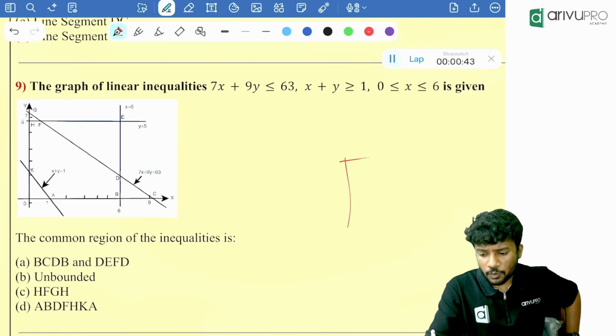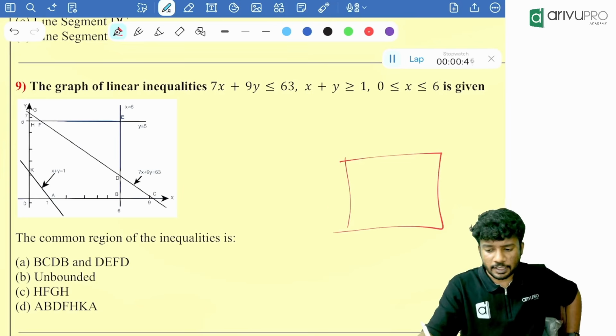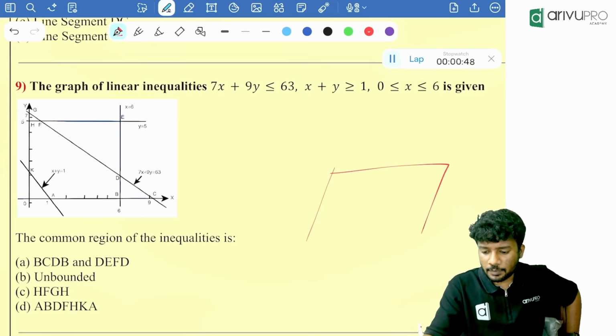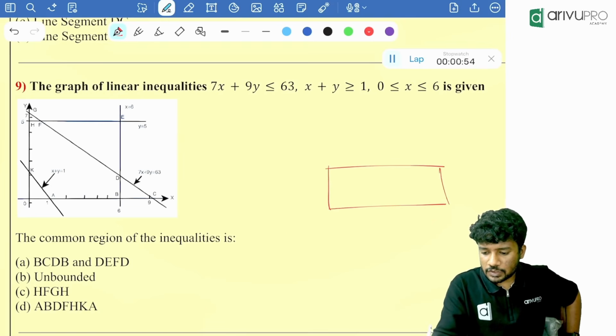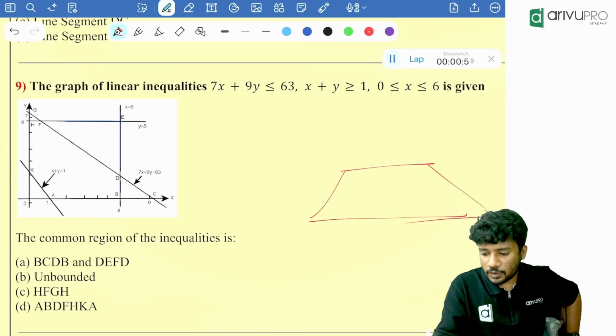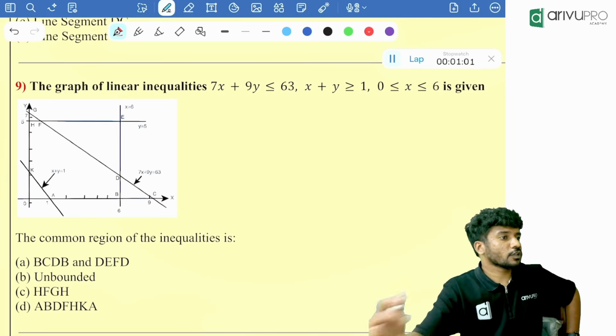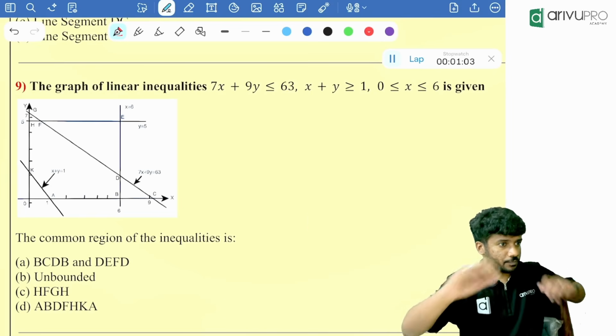Quadrilateral means what? A four-sided polygon is called a quadrilateral. It can be a square, it can be a parallelogram, it can be a rectangle. Rectangle is like this. Then it can be a trapezium. Trapezium is like this. That is called a quadrilateral. Four-sided polygon. Understood, Soumya?